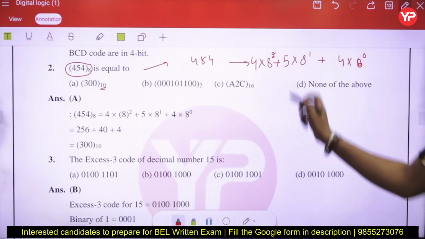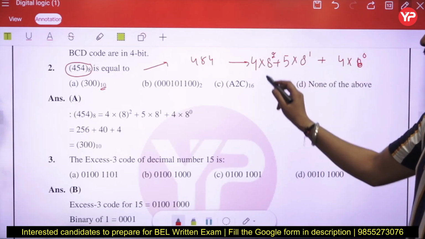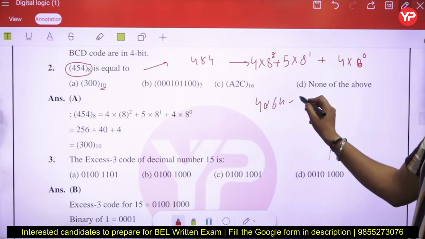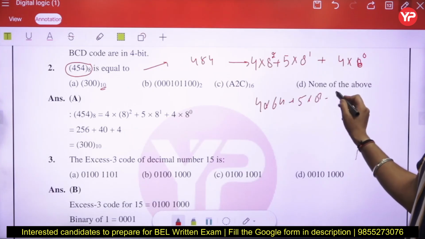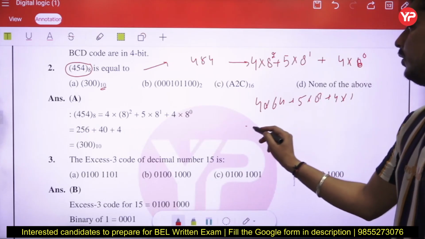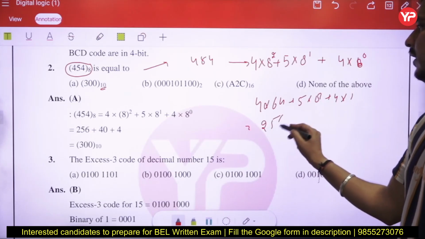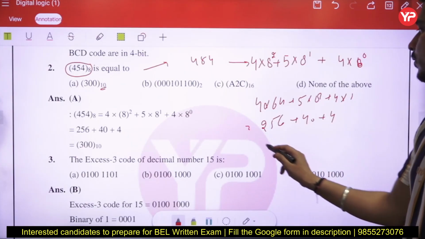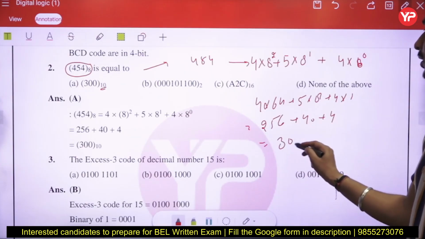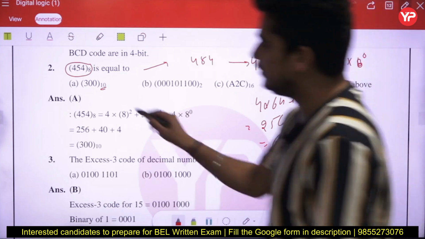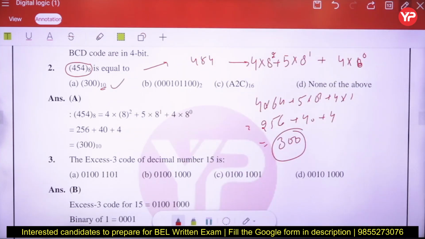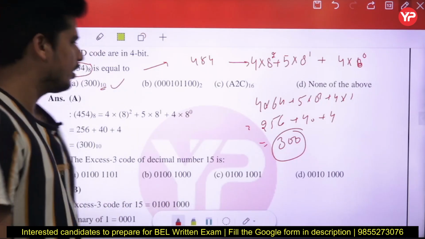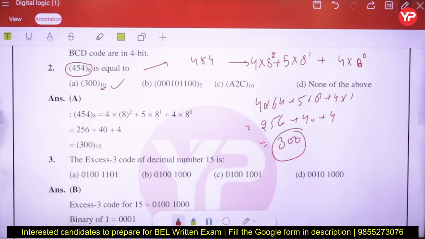So when you solve it, how much does it become? 4 times 64 plus 5 times 8 plus 4 times 1. So 4 times 64 is 256, and 8 times 5 is 40, and 4 times 1 is 4, so that is going to be 300. So our answer is 1. You can go for the second answer if you are trying to find octal to binary.